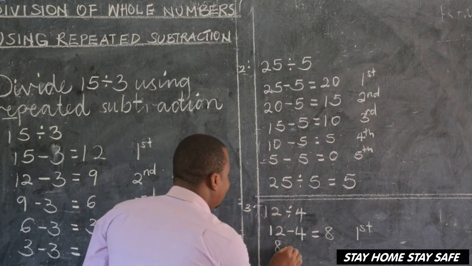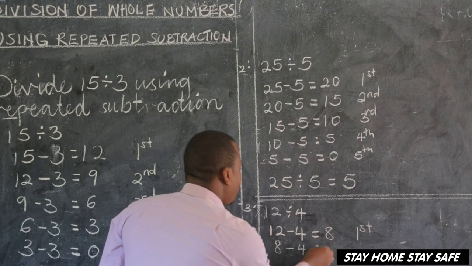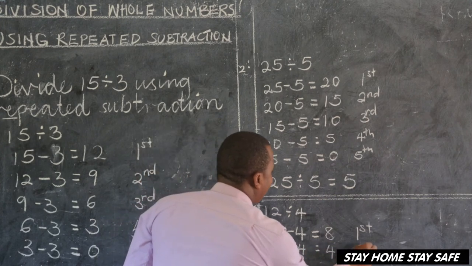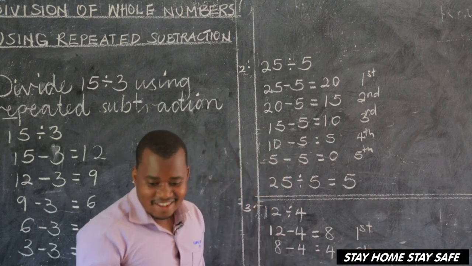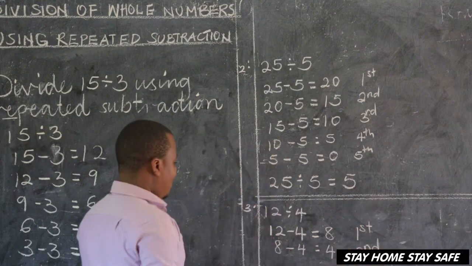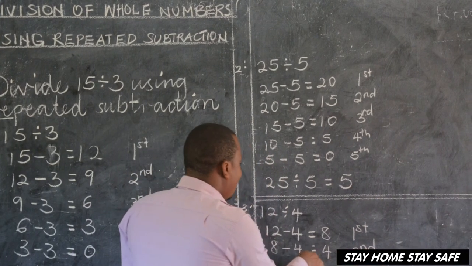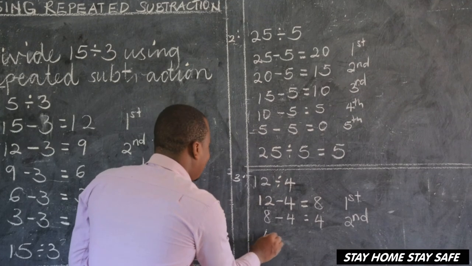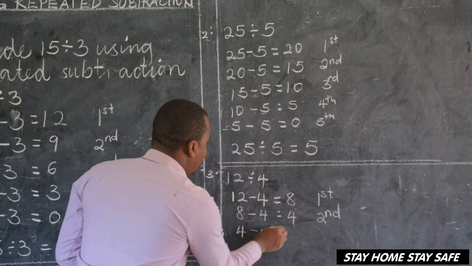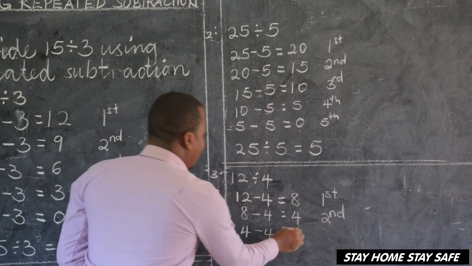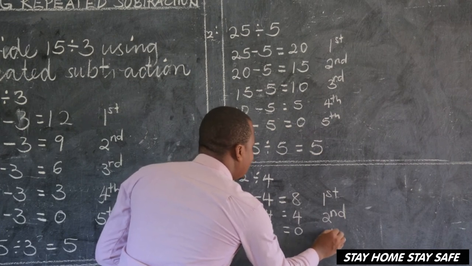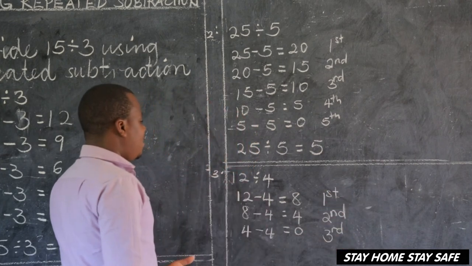You write 8 minus 4. What is 8 minus 4? This is 4. And this is my second time. Then I write 4. The answer you get is what you subtract from down here. Now this is 4 take away 4. What is 4 take away 4? This is 0. So when you reach 0, you count, that will be the last time. That is my third time.